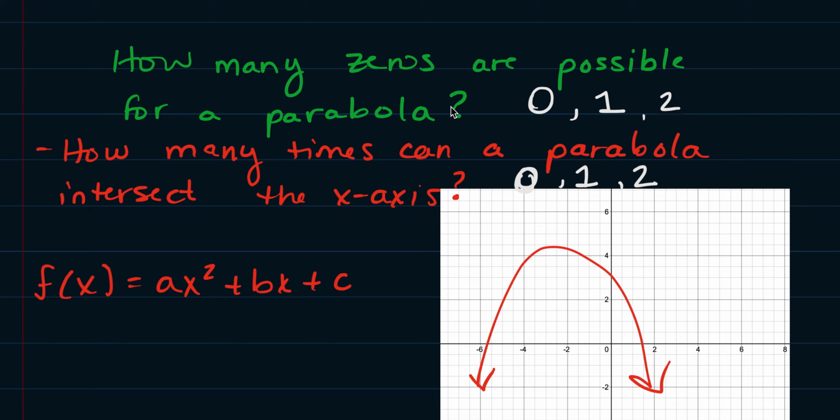So when we solve some problems, when I give you a quadratic function and I ask you to find the zeros of it, or the x-intercepts, you could get no solution, you could get 1 solution, or you could get 2 solutions, but you can't get any other number of solutions for your parabola. If you get more than 2, let's say you get 5 solutions, then you've done something wrong, because the parabola cannot intersect the x-axis more than 2 times.